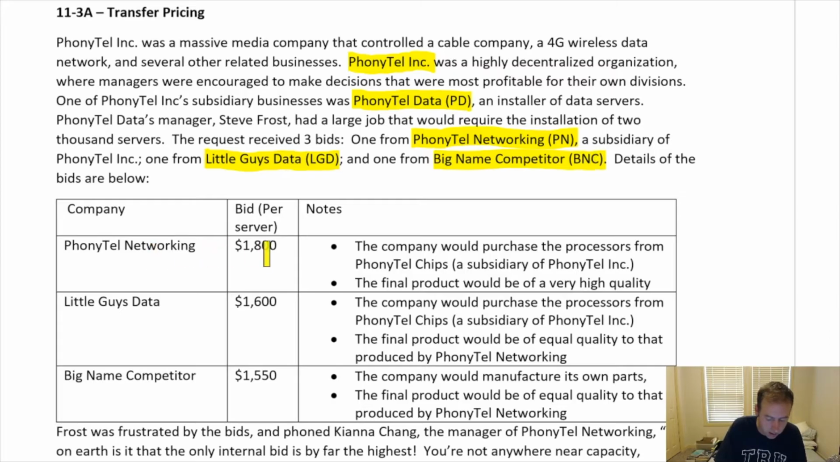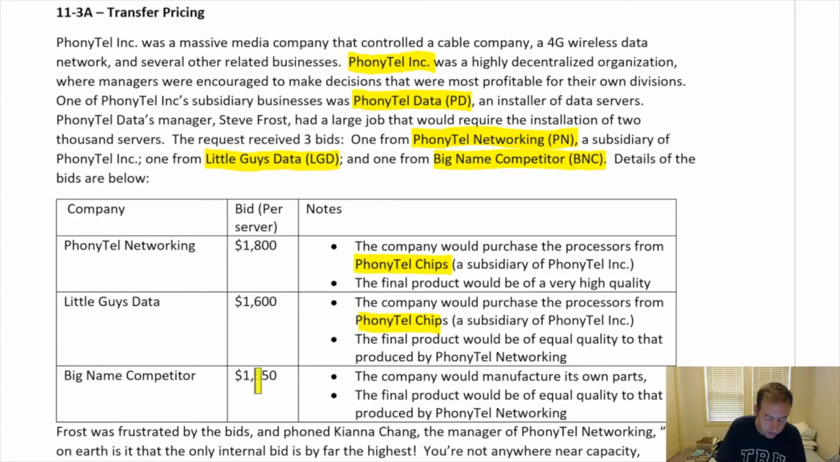So Phonytail Networking bid $1,800. It says the company would purchase the processors from Phonytail Chips. Oh, there's another company, Phonytail Chips, a subsidiary of Phonytail. The final product would be of very high quality. $1,800 is the bid. Little Guys Data, $1,600 is their bid. The company would purchase processors again from Phonytail Chips. And the final product would be of equal quality to Phonytail Networking. So they're giving us a cheaper price for an equal quality product.